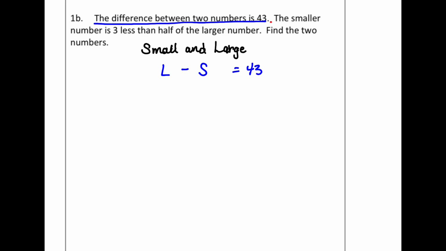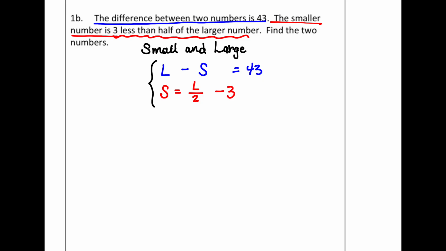All right, the smaller one is 3 less than half of the larger. So 3 less than half of the larger. You could do 1/2 times the larger one, or you could do the larger one divided by 2. Either way, you're going to get the same answer because it means the same thing. Half of something means cut it in half, divide it by 2. Since that's the one on the screen, that's the one I'm going to use.